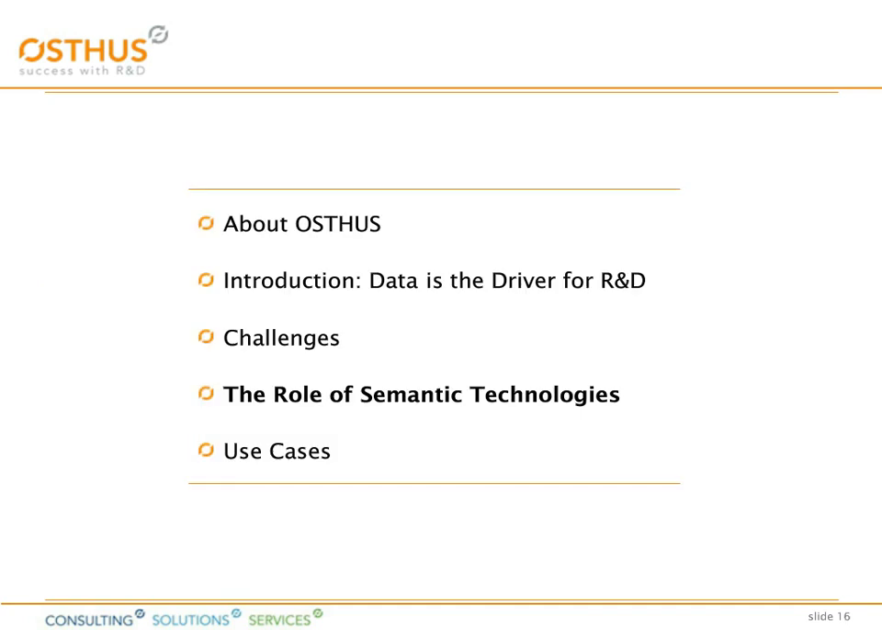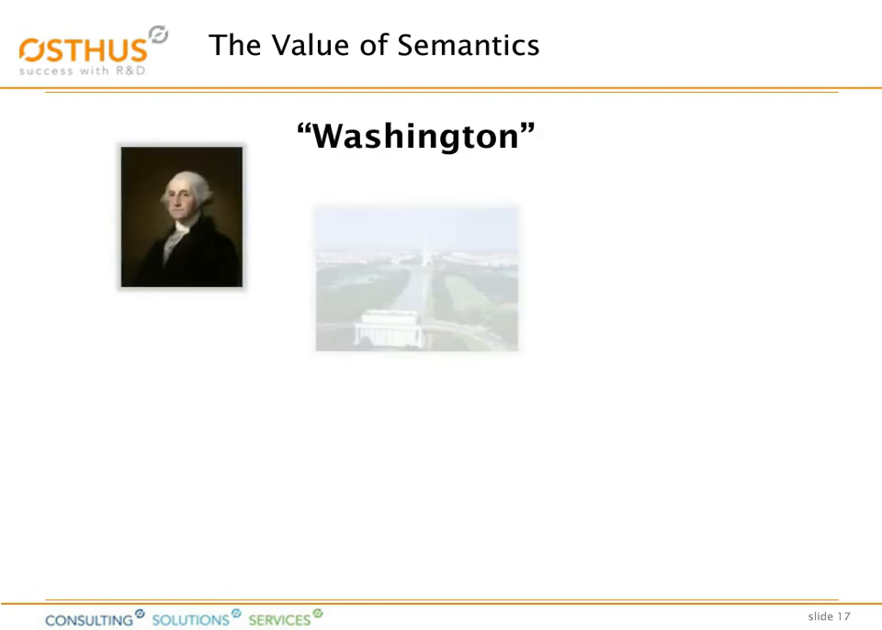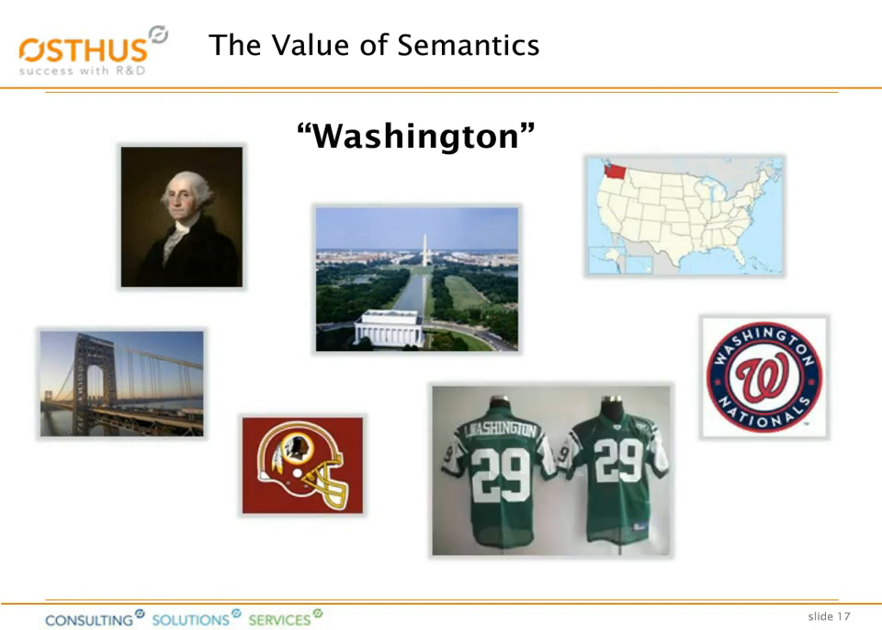So that brings us to the role of semantic technologies for tackling the challenges of variety. And just to give you an example, consider the term Washington. Humans have quite a good understanding that there are different Washingtons. There's the President of the United States, George Washington. There's the capital, Washington, D.C., the state in the U.S., there's the bridge in New York, and so on. And for humans, it's quite simple to distinguish the different meanings of the term Washington by context information.